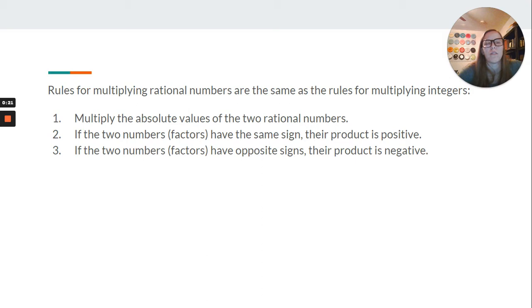Multiply the absolute values of the two rational numbers. Remember, if it's negative it's going to be a positive. If the two numbers or factors have the same sign, the product is positive. If they have opposite signs, one positive, one negative, then their product is negative.